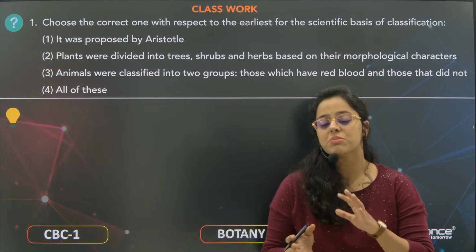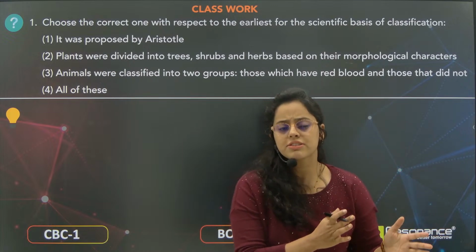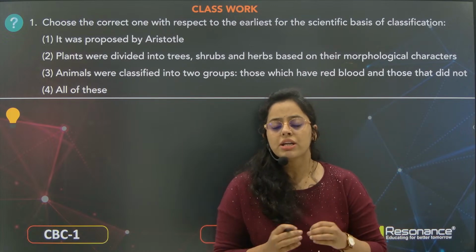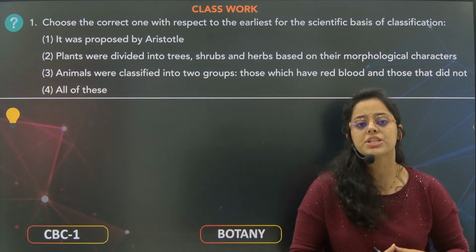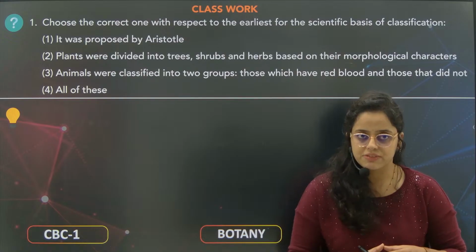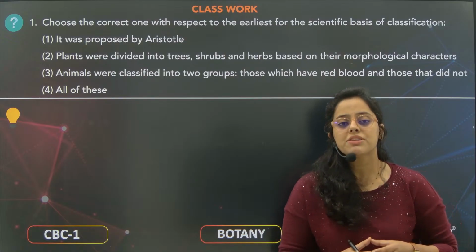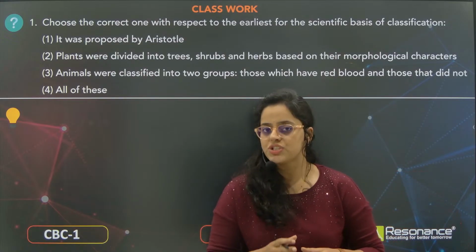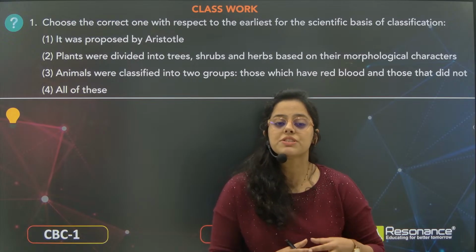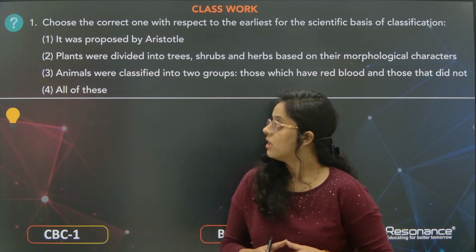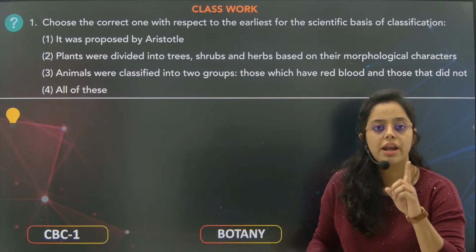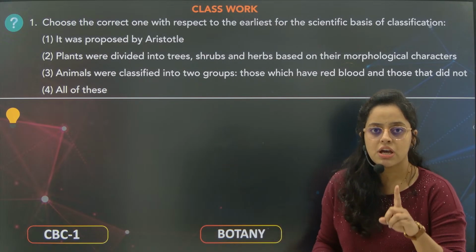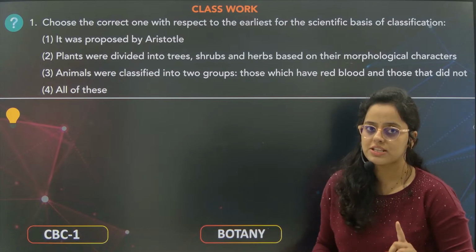So we have discussed classification in our earlier classes. Now, according to that, there are different types of classification: 2-kingdom classification, 3-kingdom classification, 4 and 5-kingdom classification, right? The 5-kingdom classification was given by R.H. Whittaker and 2-kingdom classification was given by Linnaeus. Right? Now let us see the question again.